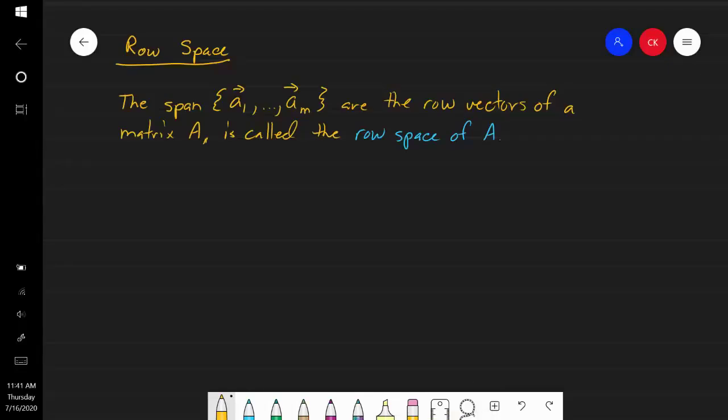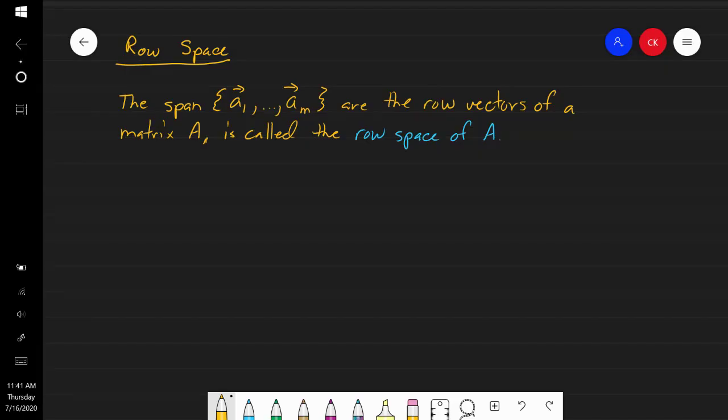So lastly, we're going to talk about the row space. And this is the span of a set of vectors a1 to am. And we're using lowercase a's here to indicate that this is different from the column vectors that we would have had in our column space. And these are going to be the row vectors of a matrix A. And this is what we're going to refer to as the row space of a matrix A.